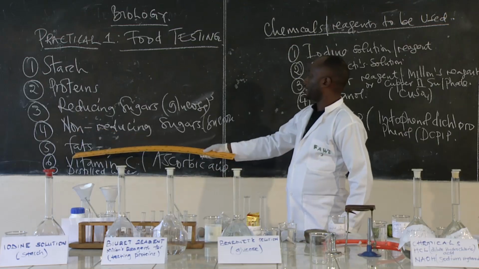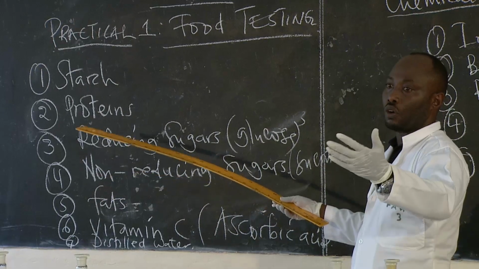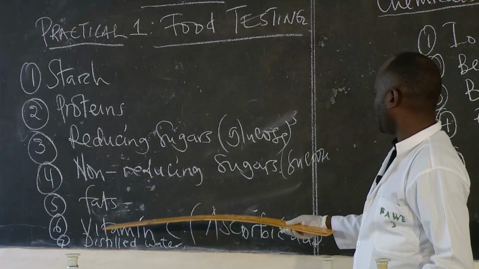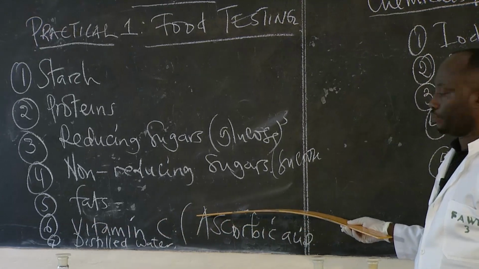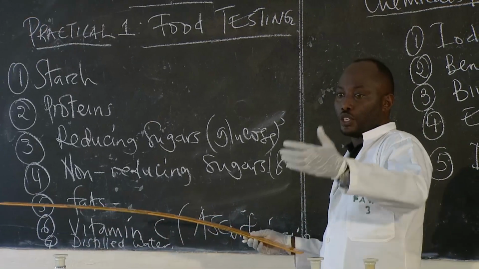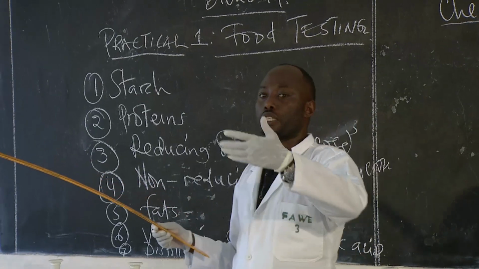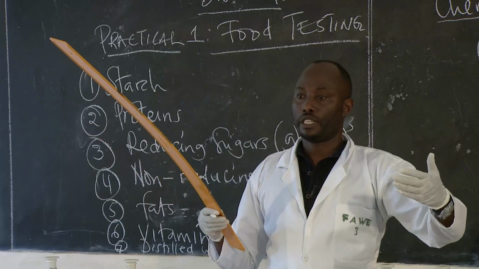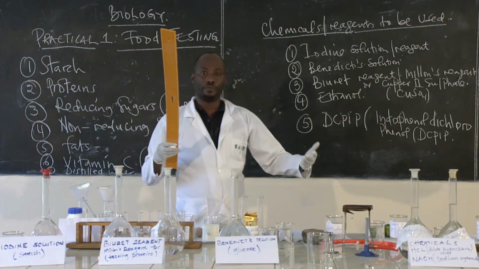We're going to be testing fats. We can extract fats from very many things; we can use cooking oil, nuts, and so on. We're going to be testing vitamin C, which is ascorbic acid. As well, we're going to be using distilled water. Why are we using distilled water? The reason is that it is used as a control experiment. A control experiment is an experiment that tests negatively.